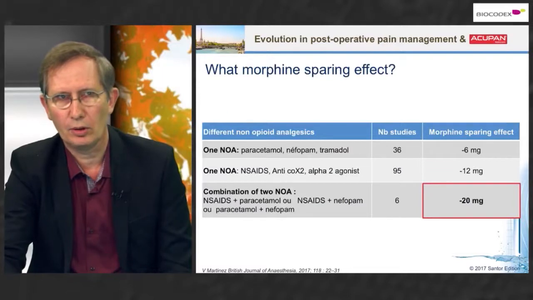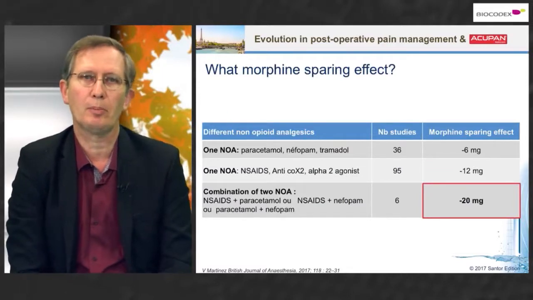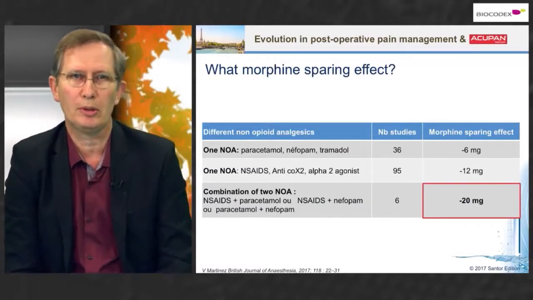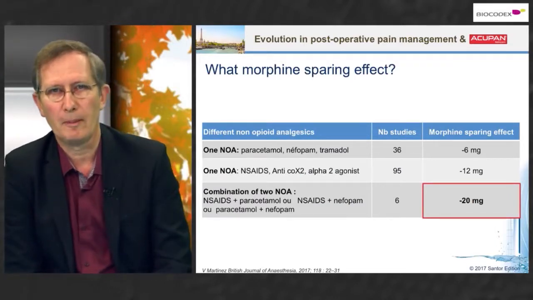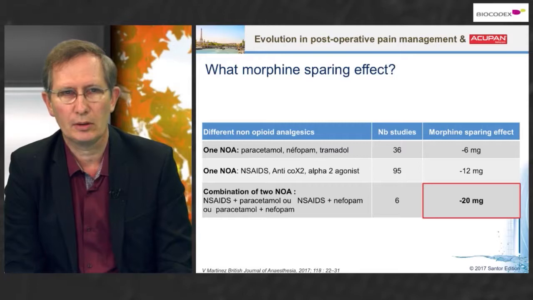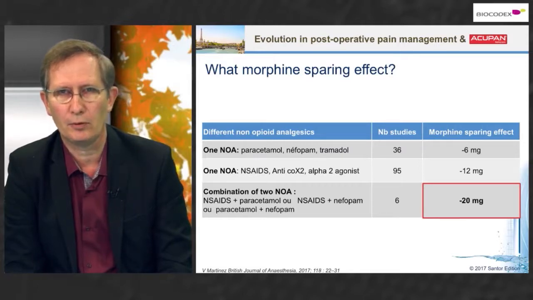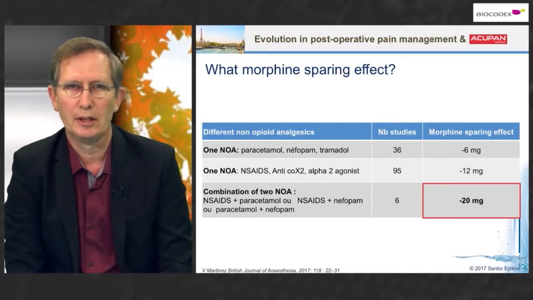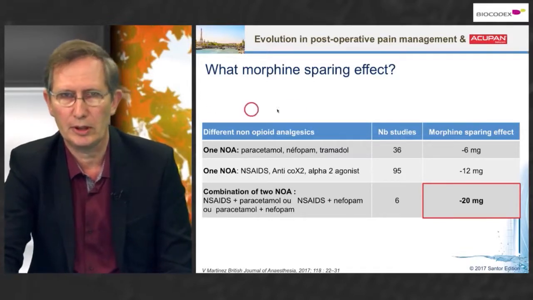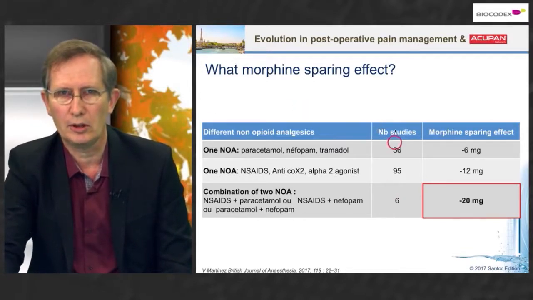So what is the morphine-sparing effect of nefopam combined to all other possibilities we have available with opioid? That's a study that colleague Valeria Martinez has performed. It's what we call a network meta-analysis. It means that it's analyzing a lot of studies. You can see here the number of studies included in this network meta-analysis.